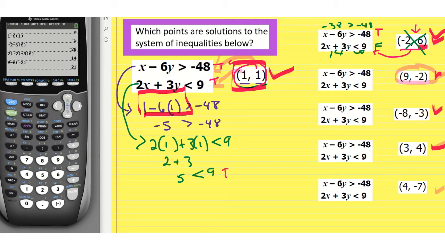So that says that my y is equal to 21. So it's saying this part is equal to 21. Is that greater than a negative 48? Yes, that is a true statement. So we're good on that one. So now we're going to test the second one.